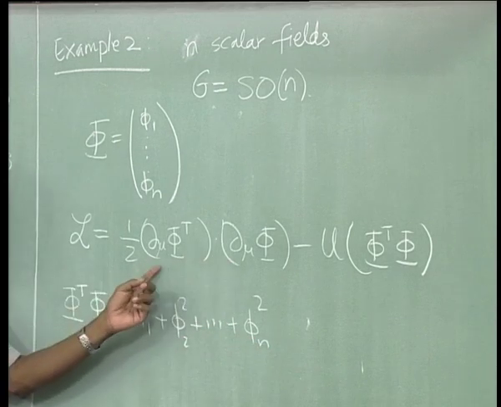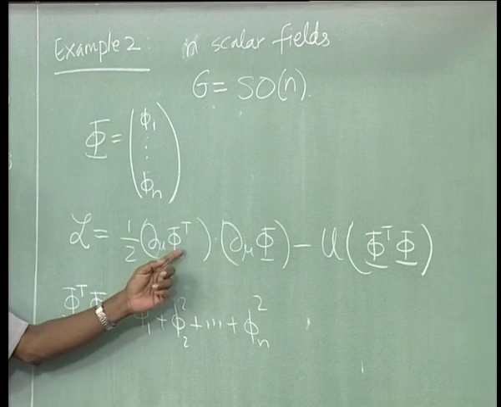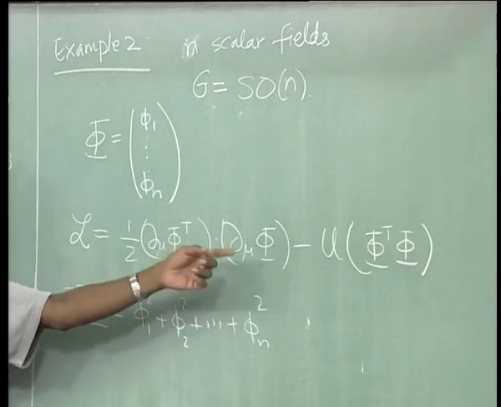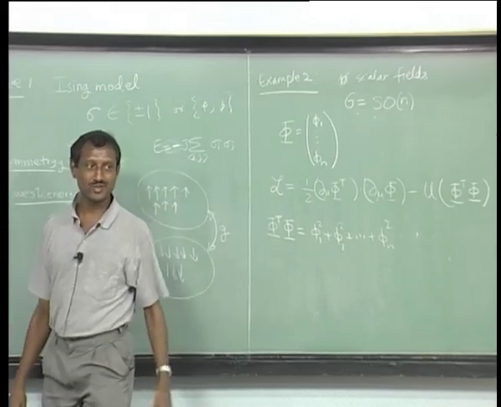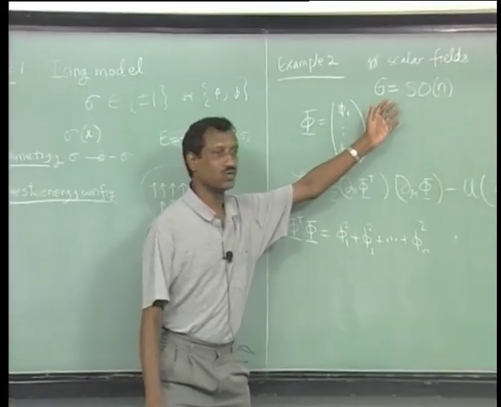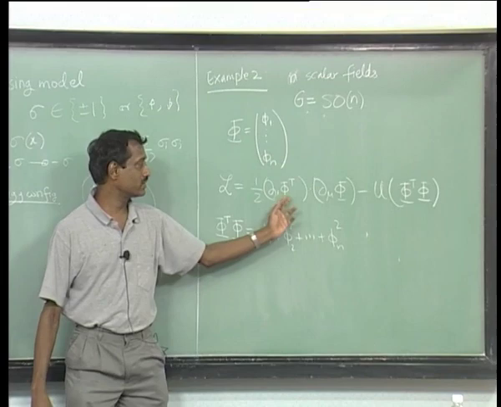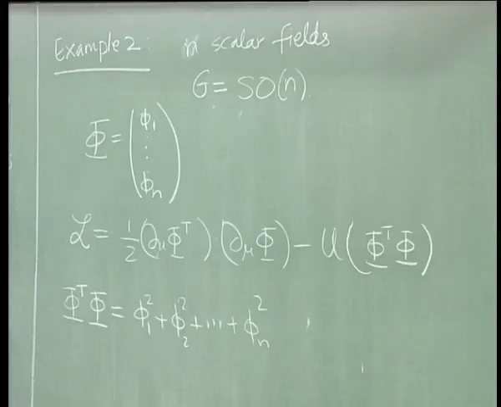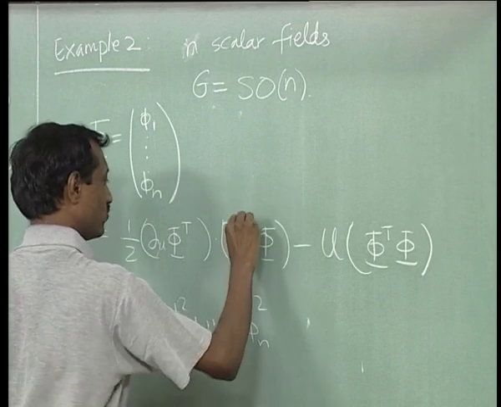Even this is invariant because it is actually d mu of phi 1 whole square plus d mu of phi 2 whole square plus so on and so forth. And this symmetry, since it is just a global symmetry, in the sense that it does not depend on coordinates, does not matter the derivative being there. Okay.